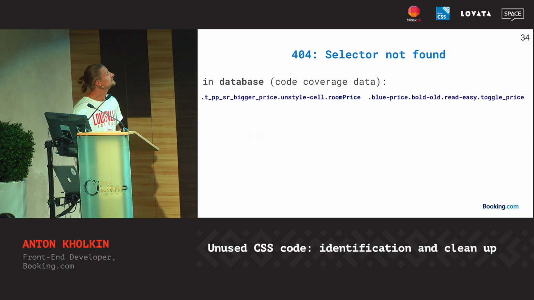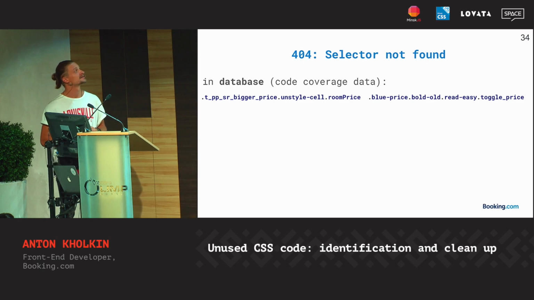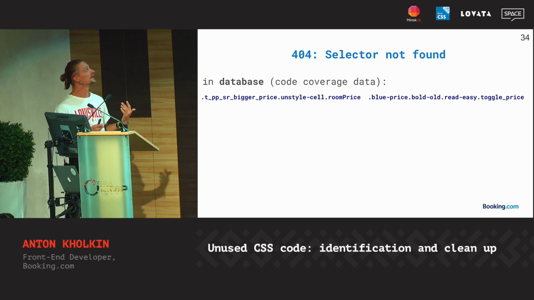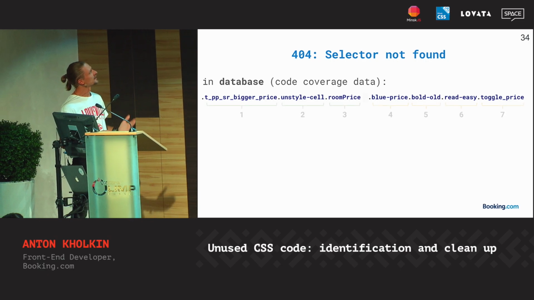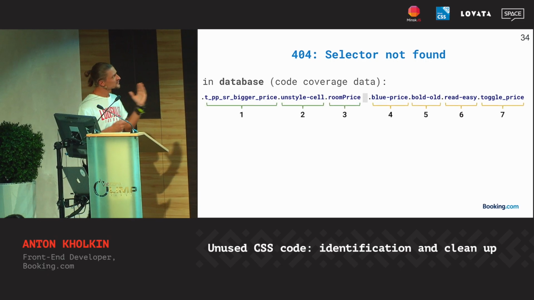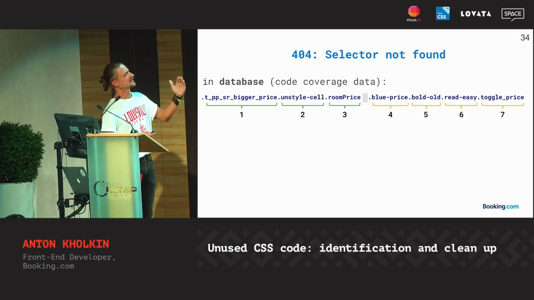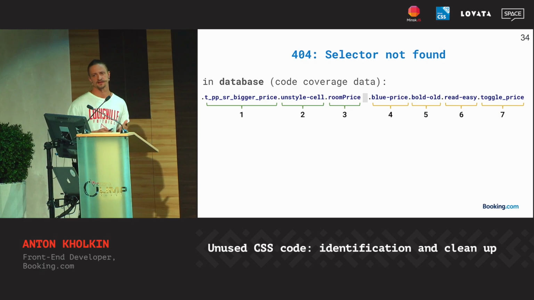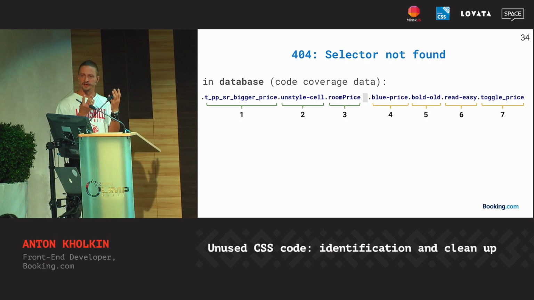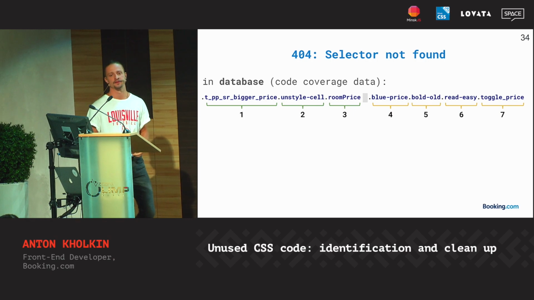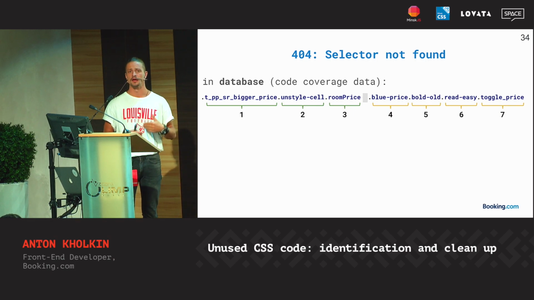And the last one, and my favorite, is selector not found. What do I mean here? Here you can see an existing selector in our code base, right? It's really long, maybe not super efficient, but nevertheless. For you, I structured it into all seven parts, basically all seven classes. And it was in a database, it was absolutely valid. And all these names actually matter for us.